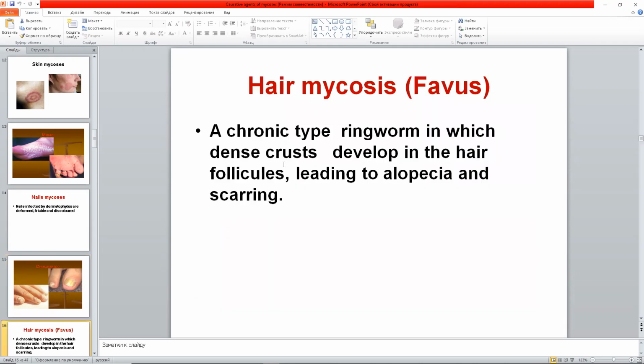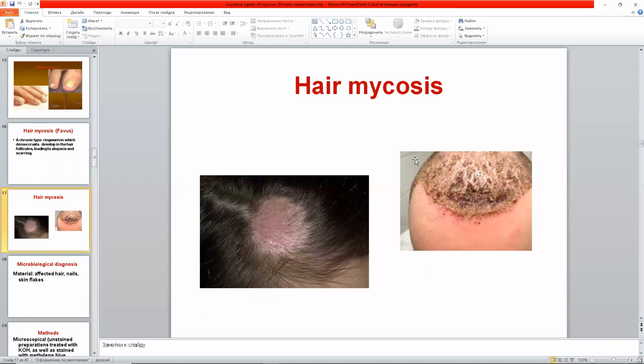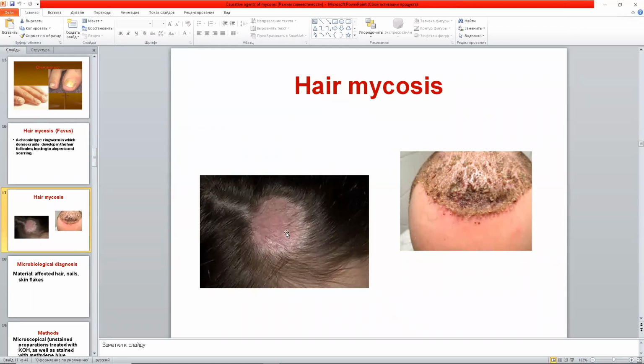Then hair mycosis, favus, a chronic type of ringworm in which dense crusts develop in the hair follicles, leading to alopecia and scarring, so absence of hair. There are photos of patients with hair mycosis. At first fungi multiply in one hair, and then it is destroyed. The fungi move to another hair, and it becomes dry, white, and then is destroyed completely. They spread and are able to infect many hairs, and multiplication of fungi leads to destruction of the hair. Finally, this is an awful picture of a patient without treatment.